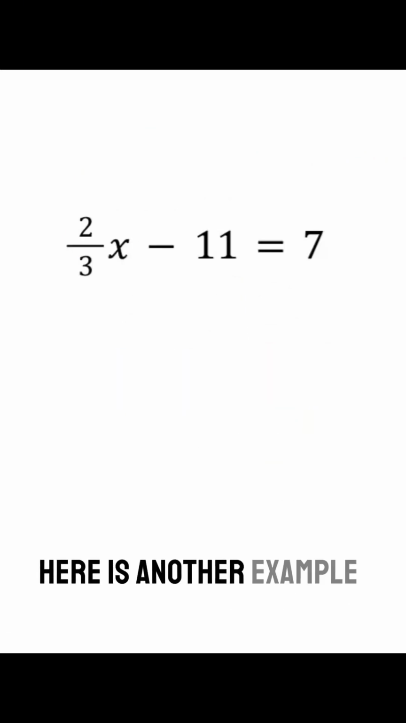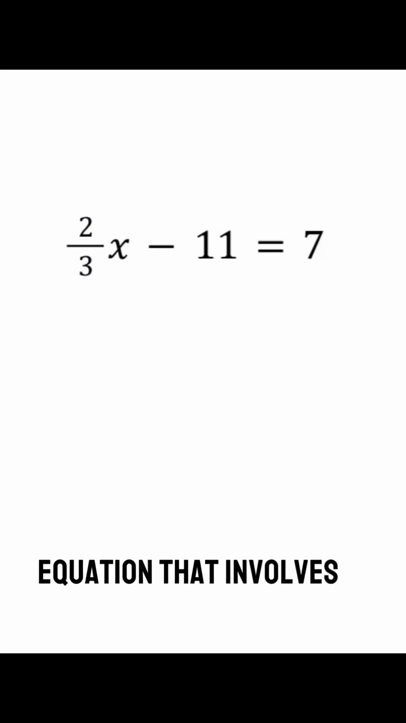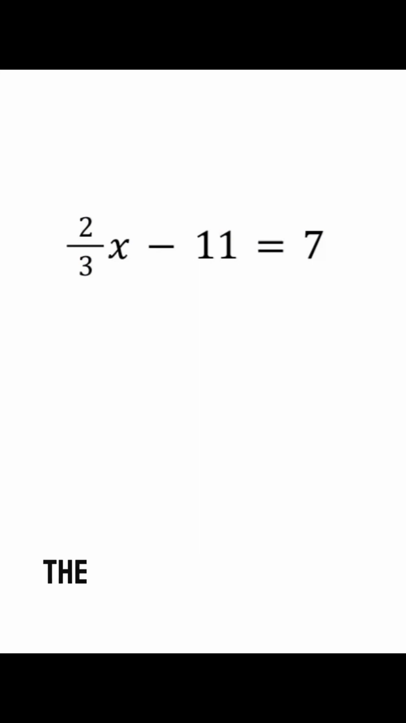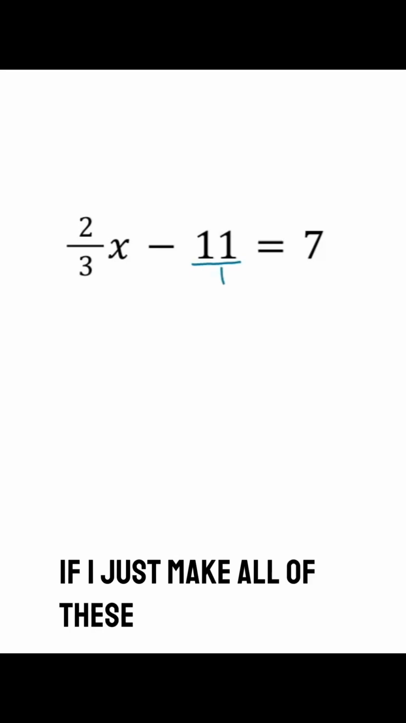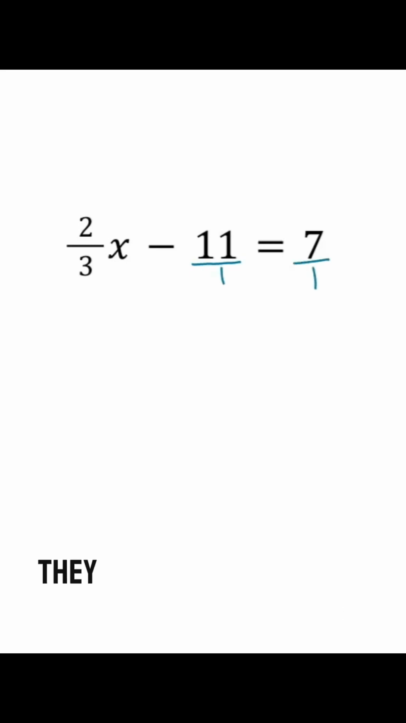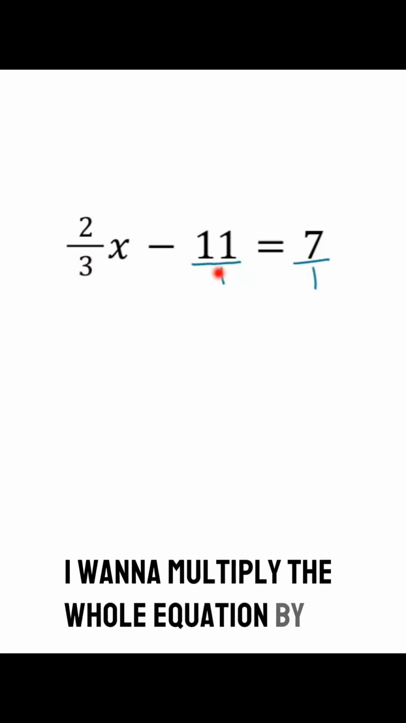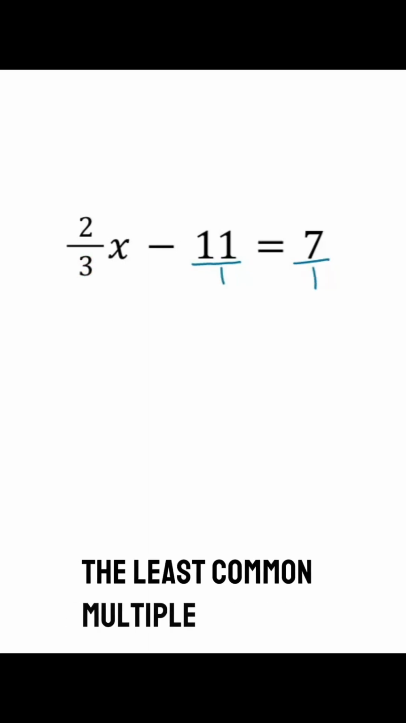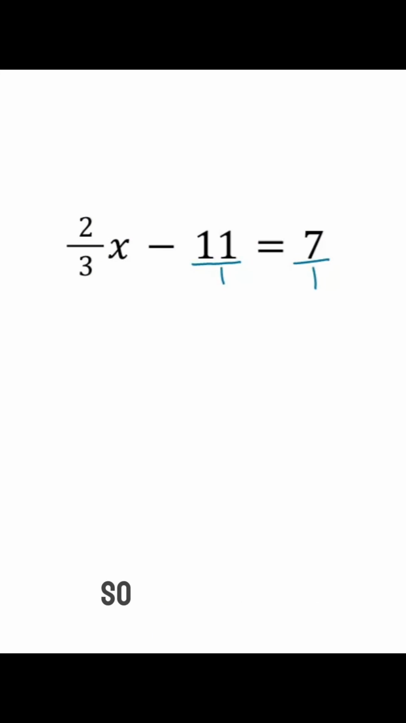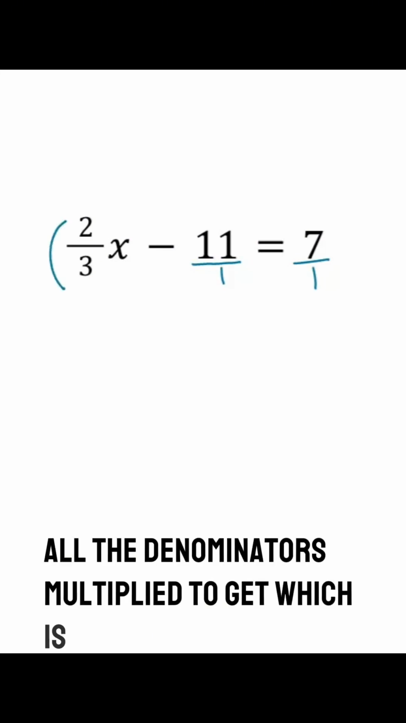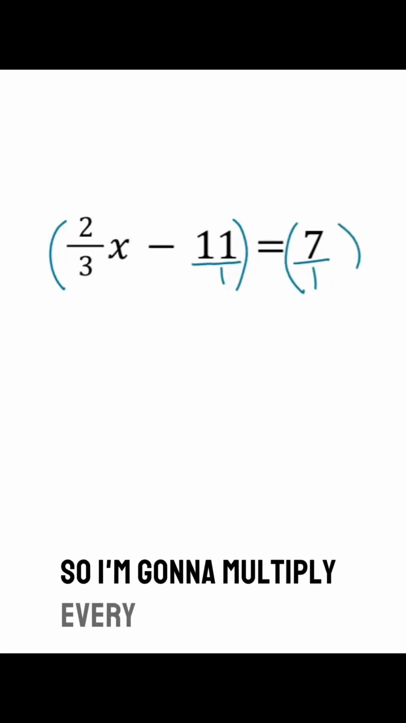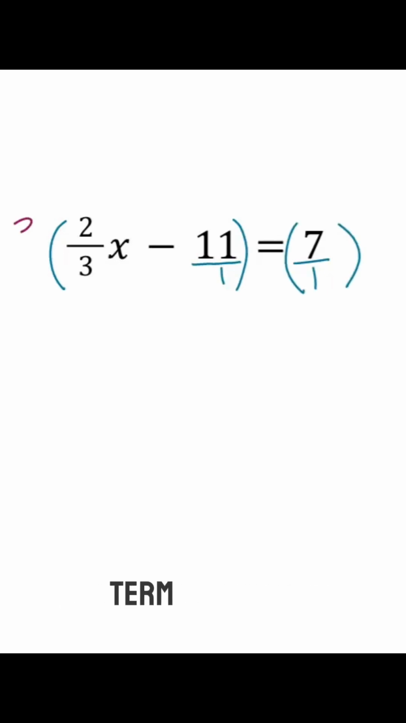Here is another example of solving an equation that involves a fraction. We can look at it the same way we did the previous problem. If I just make all of these whole numbers into fractions, they have a denominator of 1. I want to multiply the whole equation by the least common multiple of 3 and 1. So a number all the denominators multiply to get, which is 3. So I'm going to multiply every single term by 3.